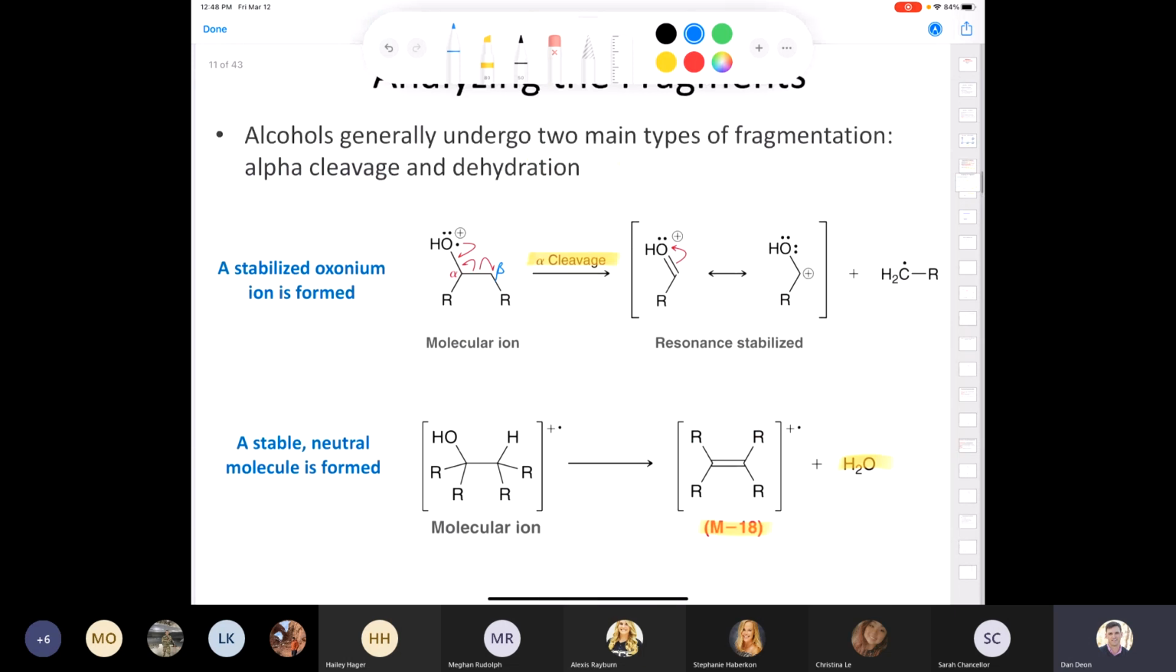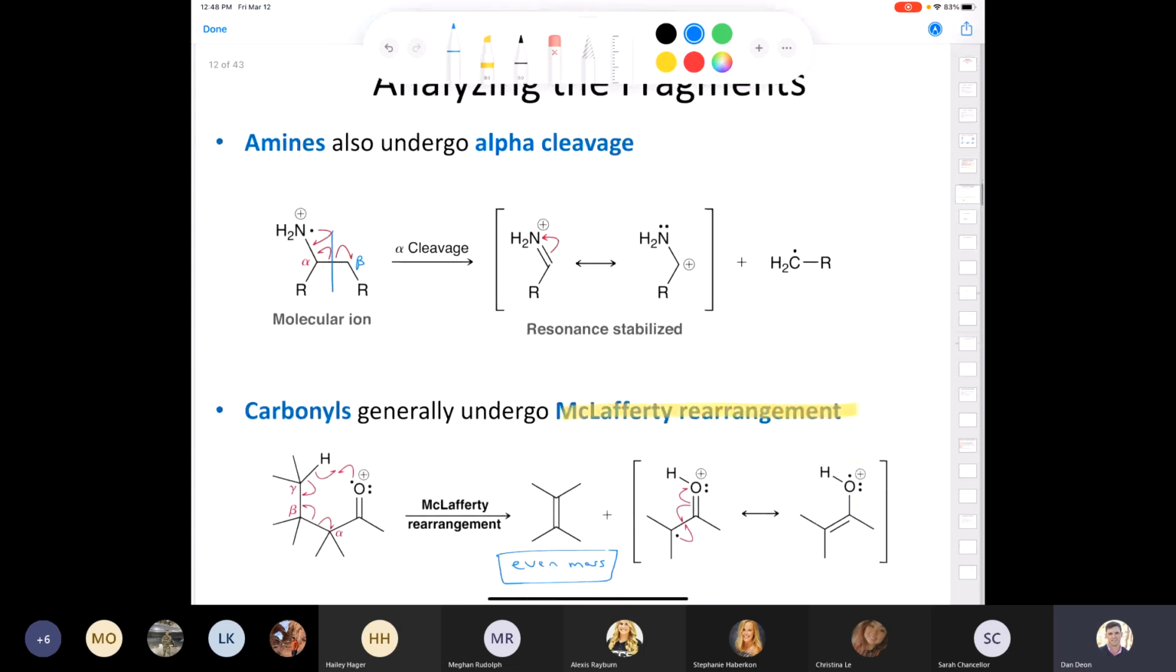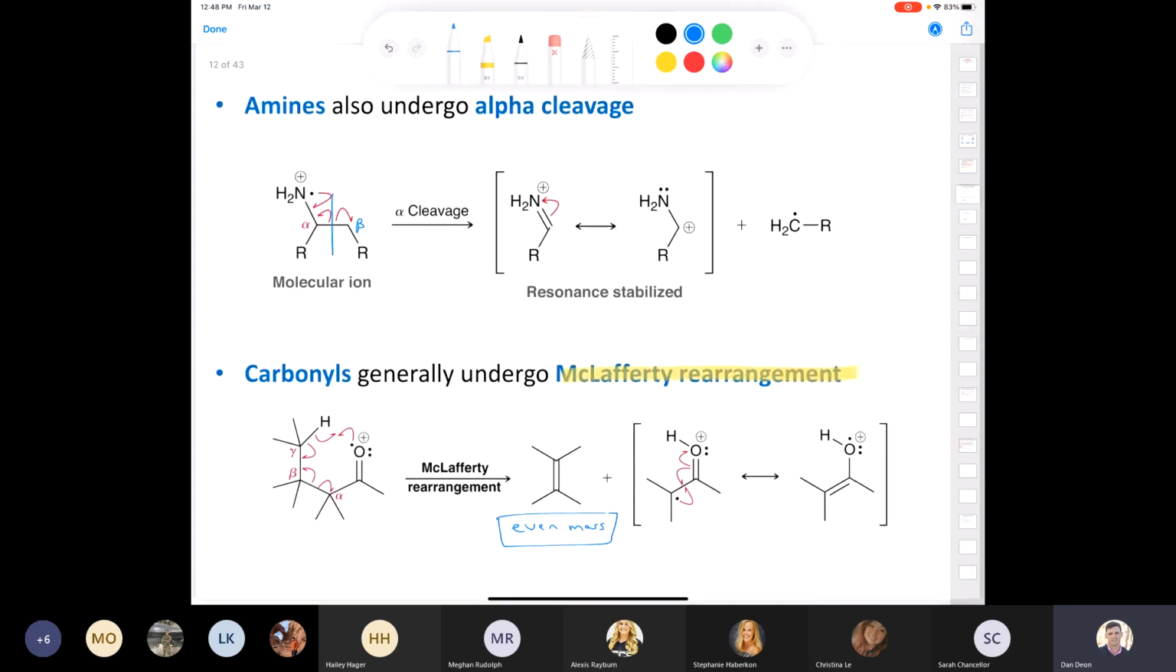If we go back here, you see that losing water is a loss of an even mass of 18. So if you see any other loss of an even mass, you know that you have a McLafferty rearrangement. Now, what's the requirement for a McLafferty rearrangement? Pay close attention because this will be important. The requirement is that you have either an aldehyde or a ketone that has an alpha, beta, gamma carbon, and that gamma carbon needs to have at least one hydrogen attached to it.